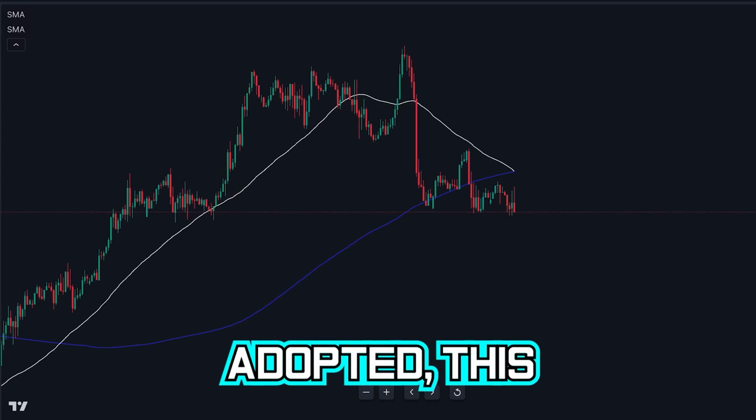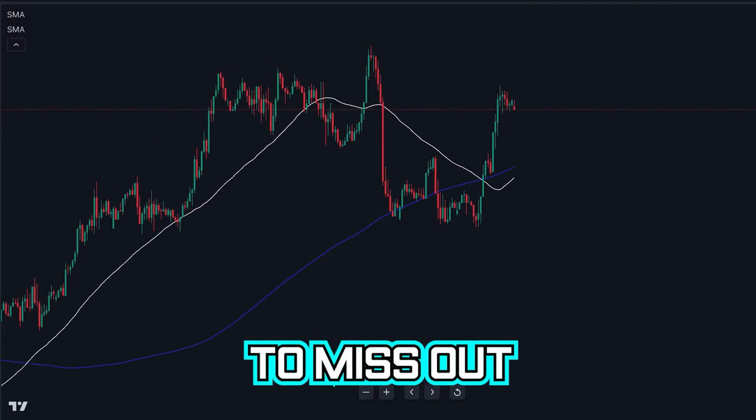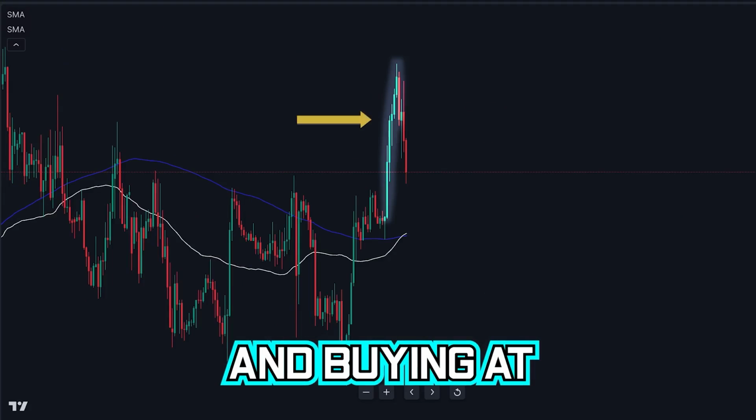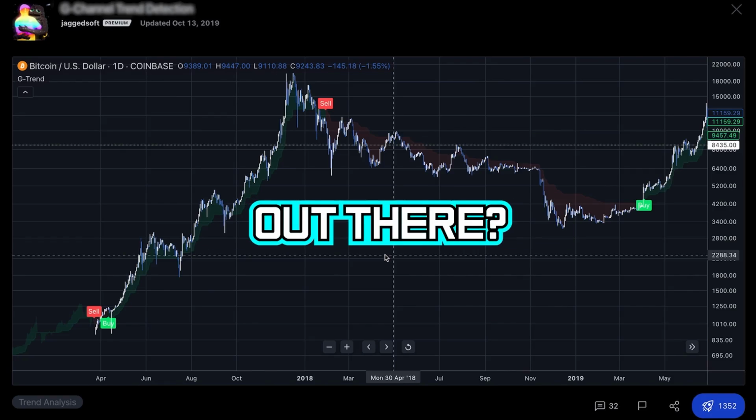Although widely adopted, this method sometimes results in late trend signals, causing traders to miss out on trades or make poor timing decisions like selling at market lows and buying at market highs. But what if I told you there's a more refined method out there?